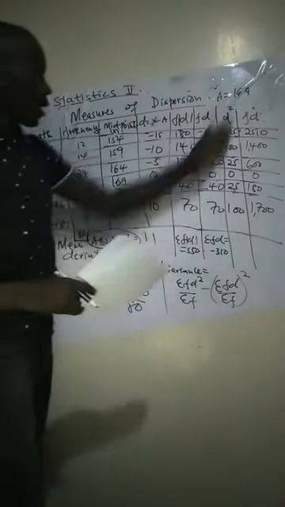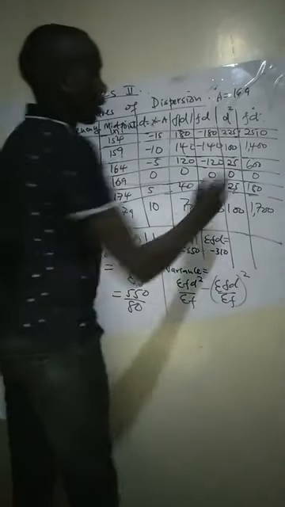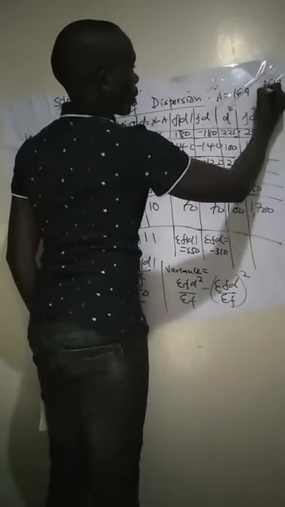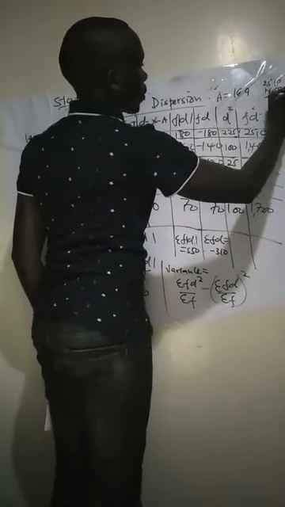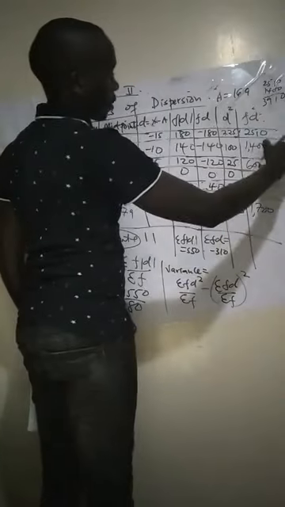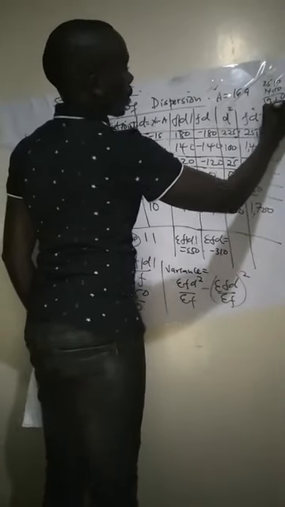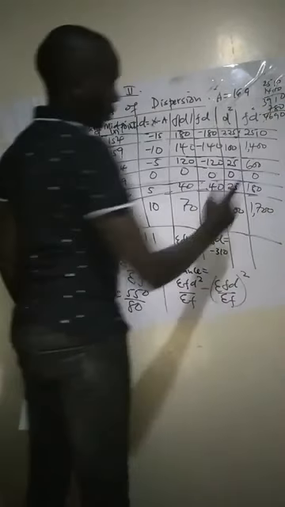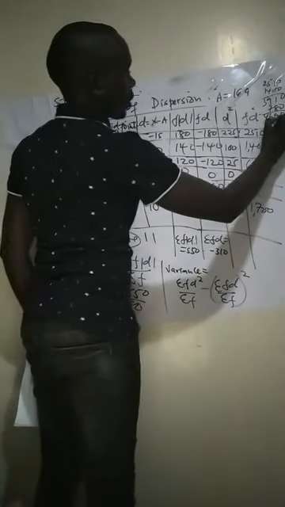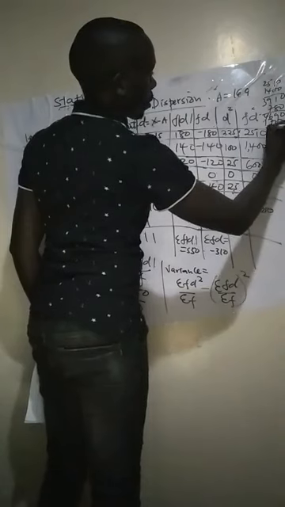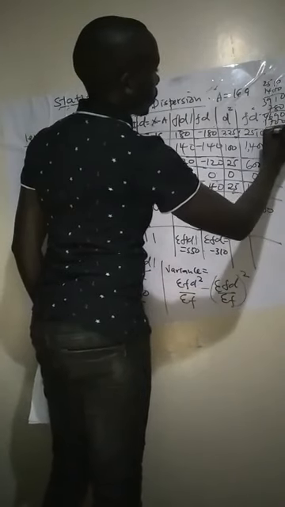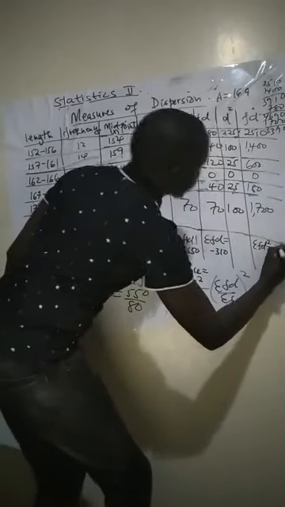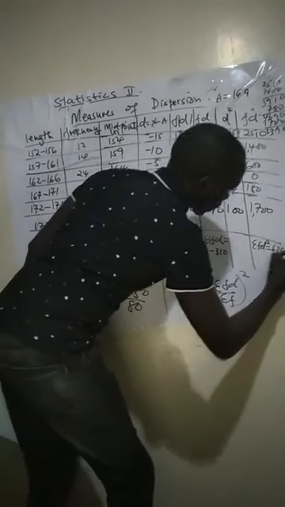So having that, you can now add all this, and you have 1400, then 780, then 1700. So summation of FD squared is equal to 6390.